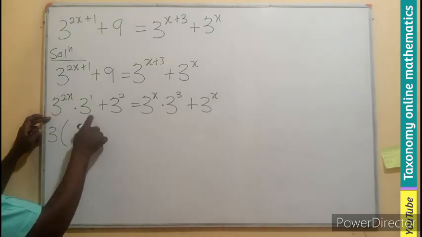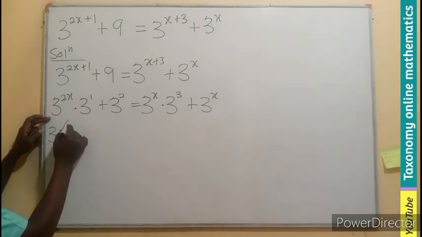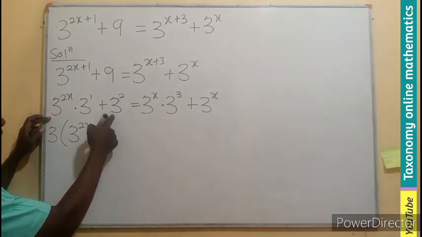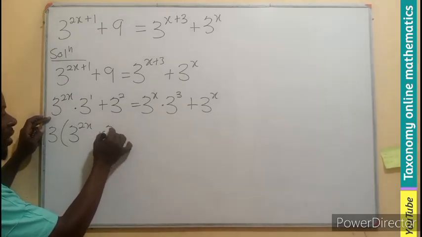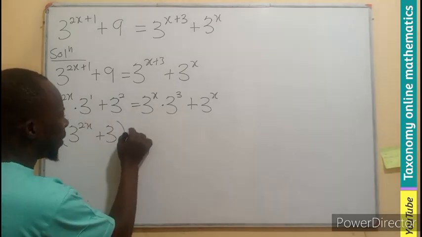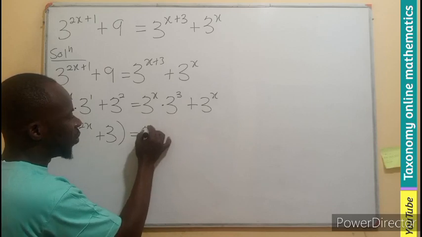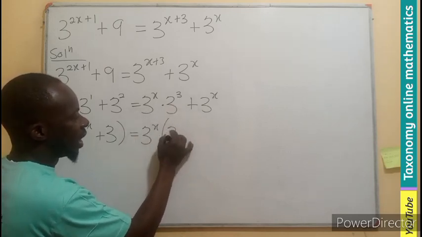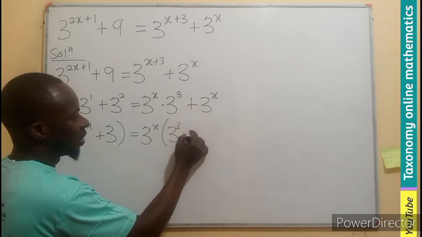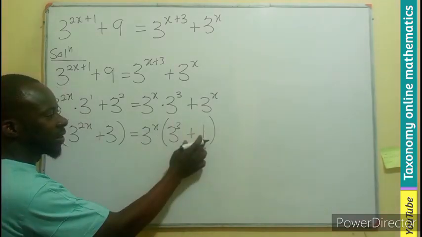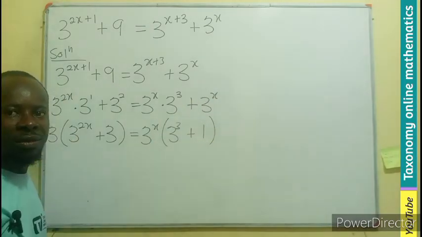When it divides, it cancels the 3, remaining 3 exponent 2x plus, this is 9. So we are having 3, 3 times 3 gives us 9. Then here, 3 exponent of x into bracket. If it divides this, I'll be left with 3 exponent 3 plus 1. You know, 3 exponent x times 1 gives rise to this.